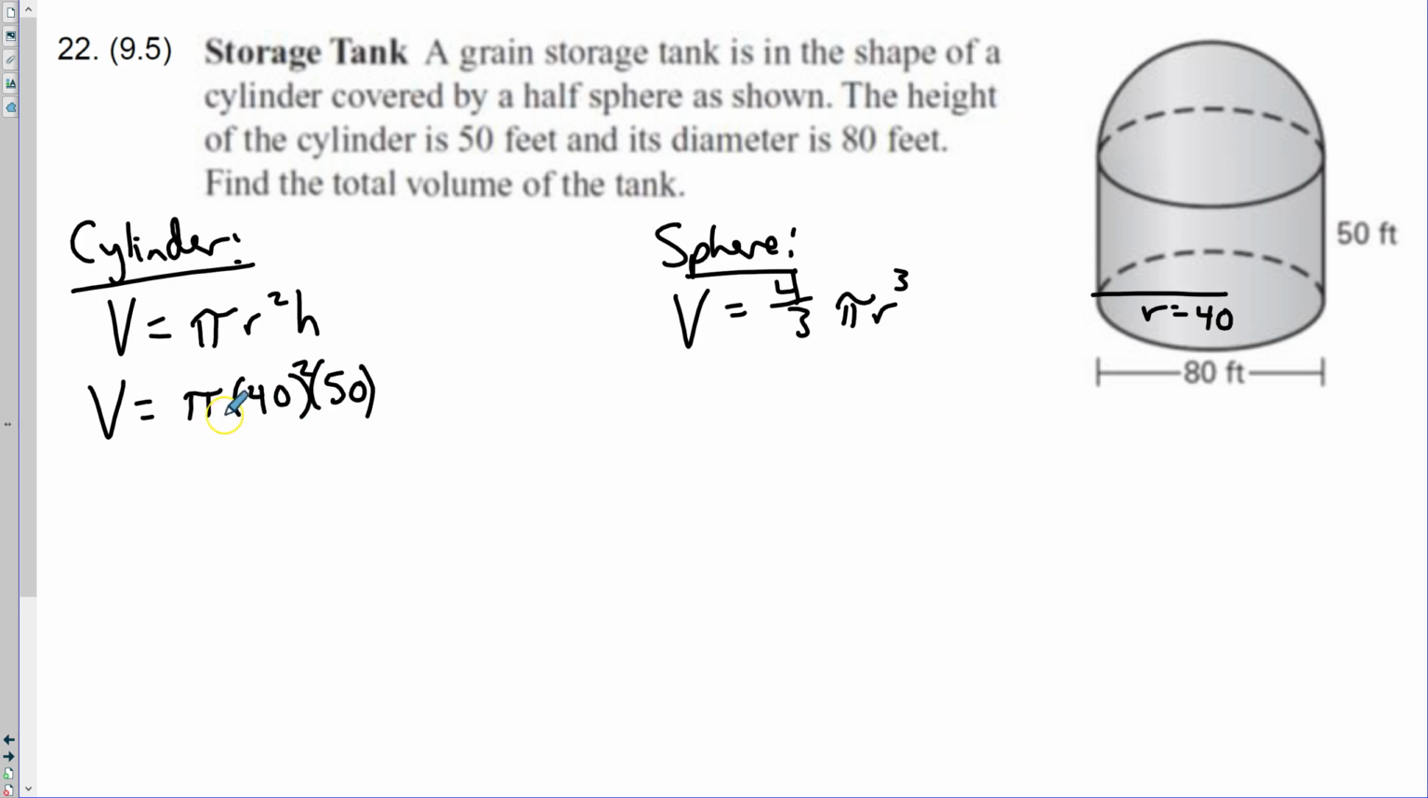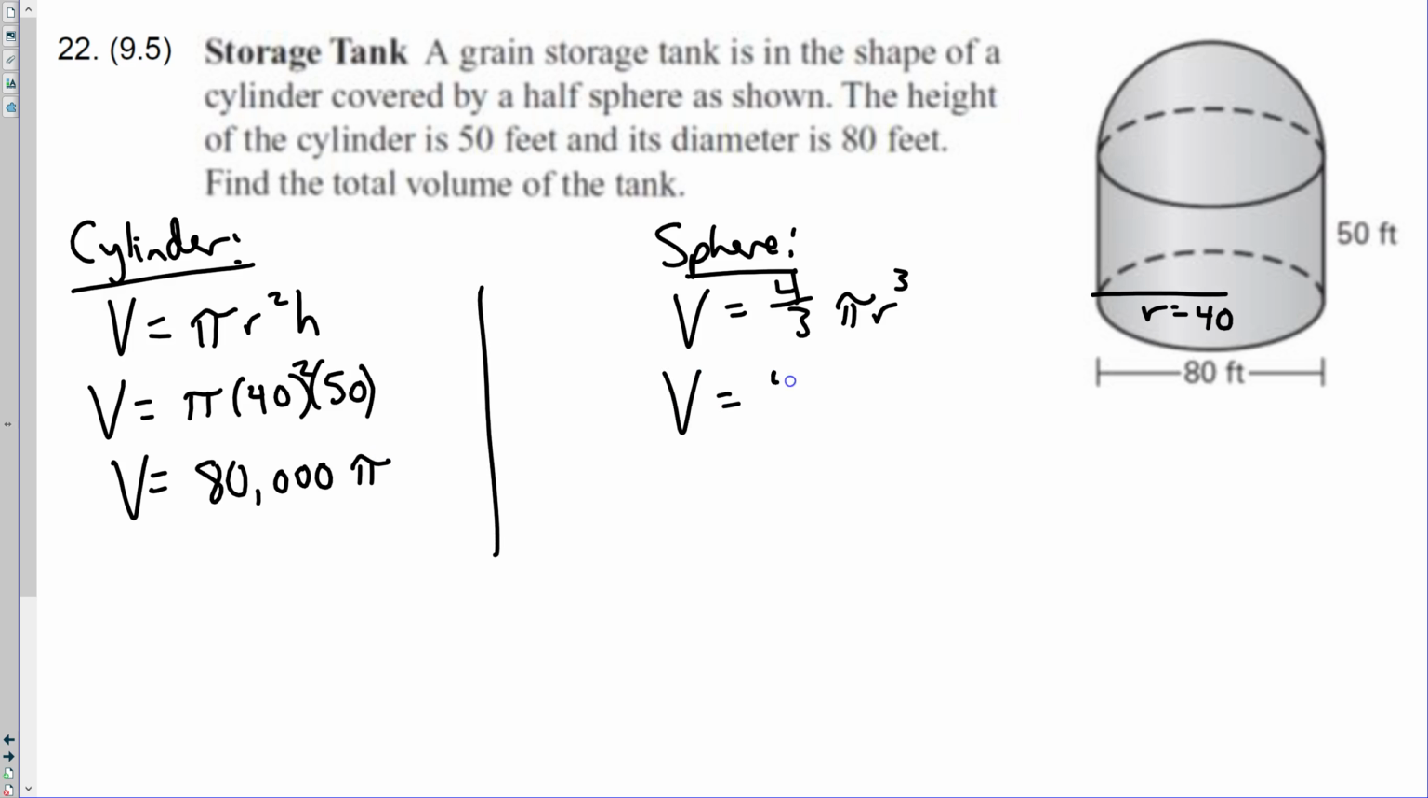So what I can do, because these both have pi, is leave the pi alone and calculate my other values. So 40 squared I can calculate and then multiply that by 50, and that's 80,000 times pi. Now here, I don't want to calculate the value of pi just yet because that's going to give me a decimal, and we still have more work to do in our problem. So you don't want to calculate any decimals and do any rounding till the very end. And so we'll save that pi calculation until later in the problem.